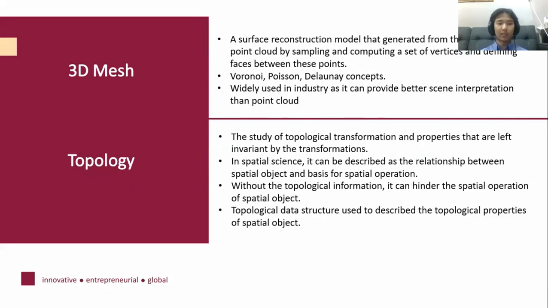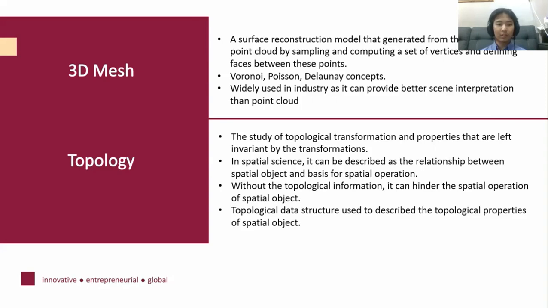Next is about the 3D mesh. 3D mesh is a surface reconstruction model that is generated from the calculation of point cloud by sampling and computing a set of vertices and defining faces between these points. There are many methods that can be used to generate the 3D mesh, such as Voronoi, Poisson, or by using linear concepts. 3D mesh is also widely used in industry as it can provide a better scene interpretation compared to the point cloud data.